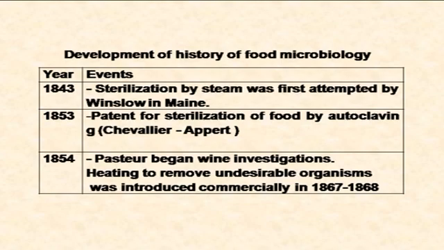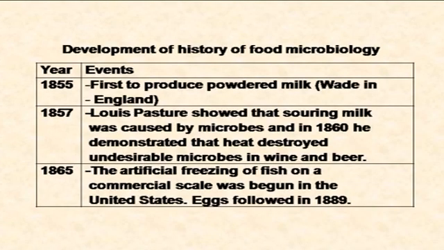Heating to remove undesirable organisms was introduced commercially in the years 1867 to 1868. In the year 1855, for the first time, powdered milk was produced at Wade in England. In 1857, Louis Pasteur showed that souring of milk was caused by microbes, and in 1860, he demonstrated that heat destroyed undesirable microbes in wine and beer.